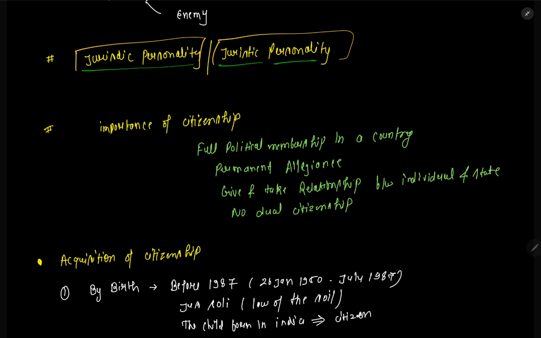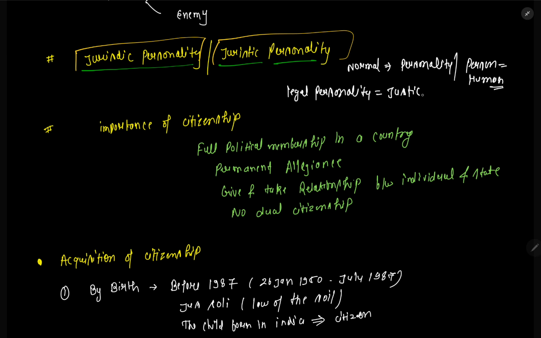Now normally, whenever we refer to a personality or a person, we mean some human. Clear? But when you talk about legal personality, this legal personality is known as the juristic person.